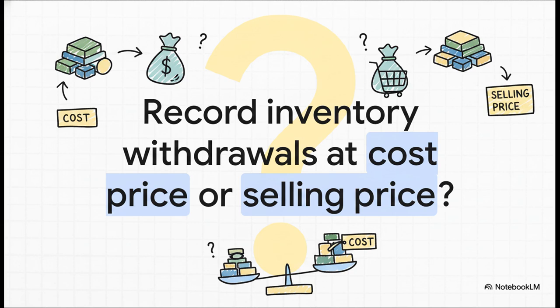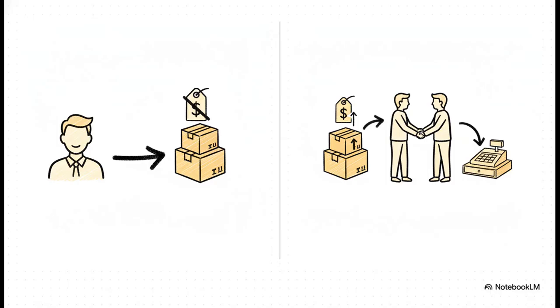When you take those goods for yourself, do you record their value at what you paid for them, the cost price, or at what a customer would have paid, the selling price? Believe it or not, the answer actually changes depending on how your business is structured. If you're a sole proprietorship, it's easy. You just use the cost price. It's like you're telling your books, hey, we never really bought this inventory to sell it. But for a partnership, whoa, it's a different ballgame.